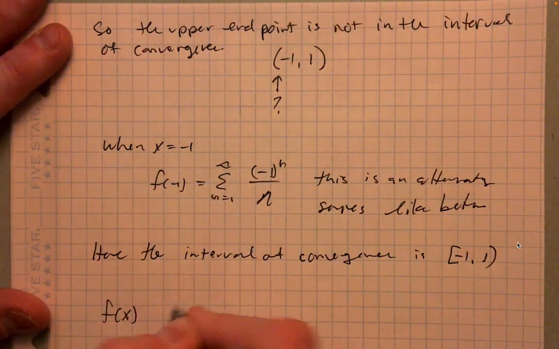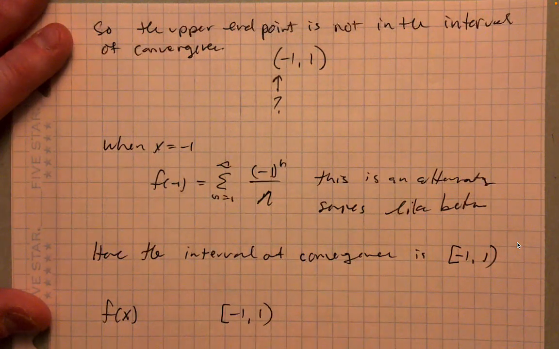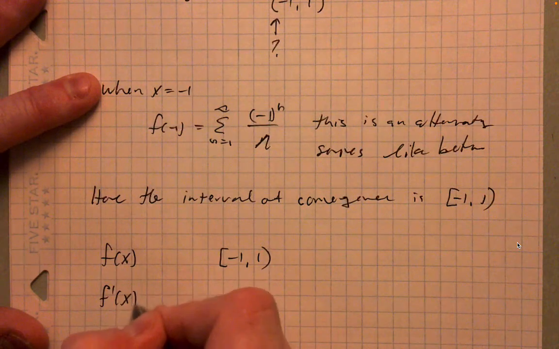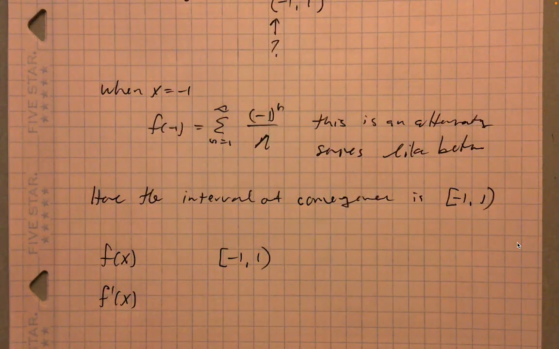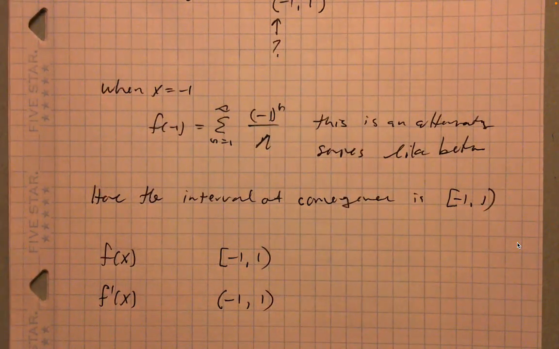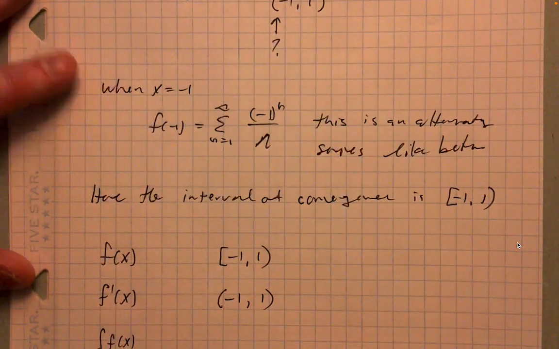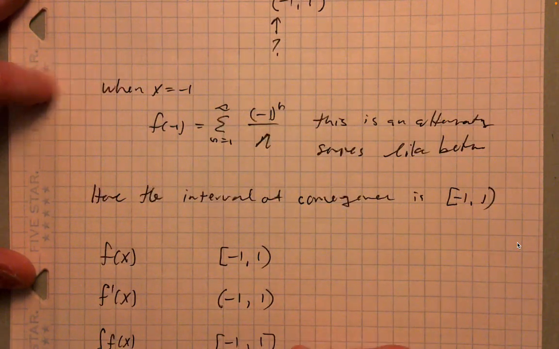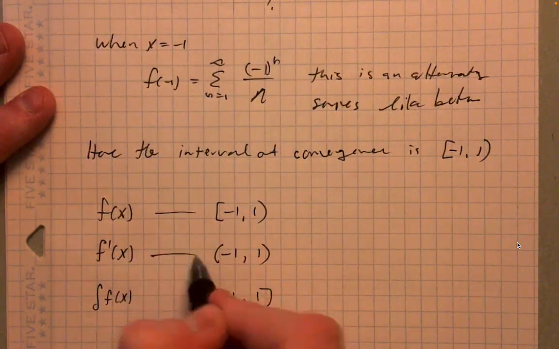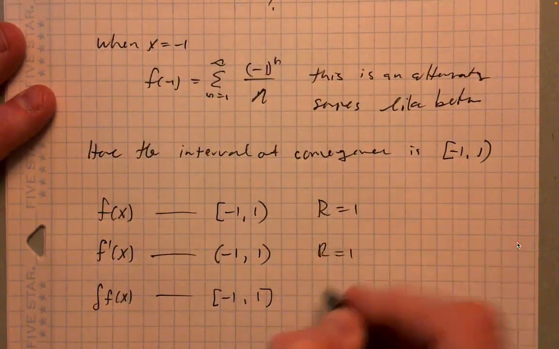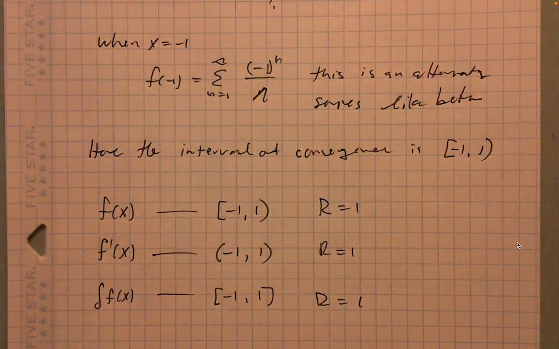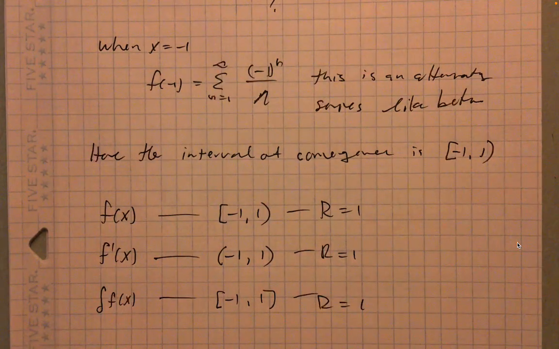Right, so for f, the interval was -1 up to 1, open on the top. For the derivative function, what was it? It was open on both ends. And for the integral, what did we have? Closed on both, right? Okay, and in each of these three cases, we confirm that R is 1. The radius of convergence was the same for each of these functions, but the intervals varied, specifically with regard to the endpoints. And that's exactly what the theorem says will happen. Okay. All right, very good.